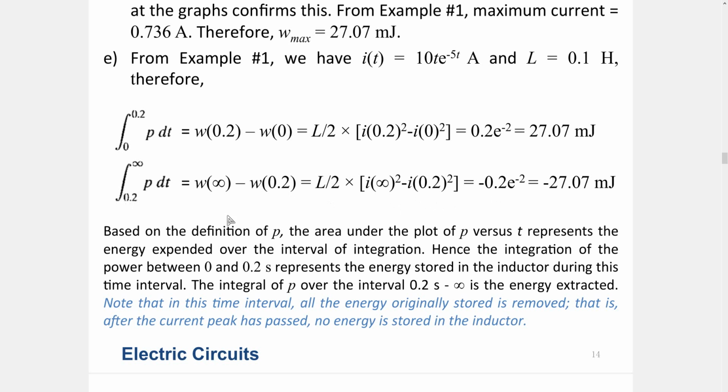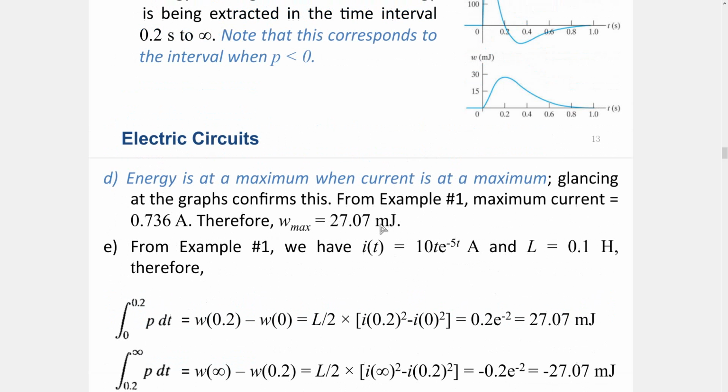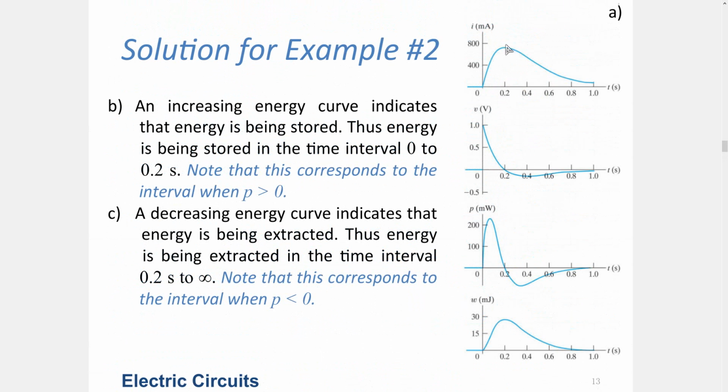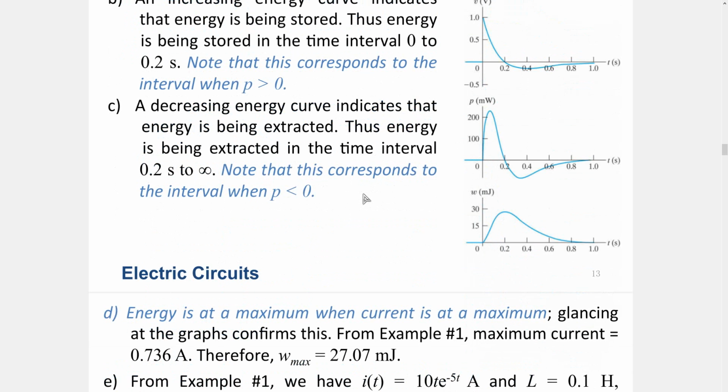So in this time interval, all the energy that was originally stored is removed or taken back. After the current peak has passed, no energy is stored in the inductor. So our energy storage is only between 0 and 0.2. When we reach our peak, after that peak, there is no energy storage available. We will be using the stored energy, basically.